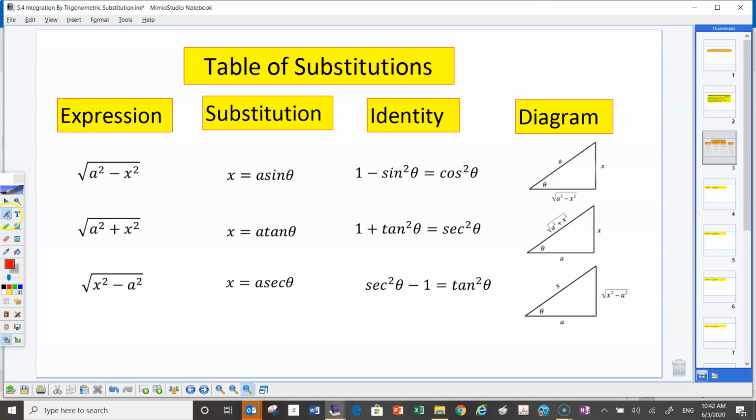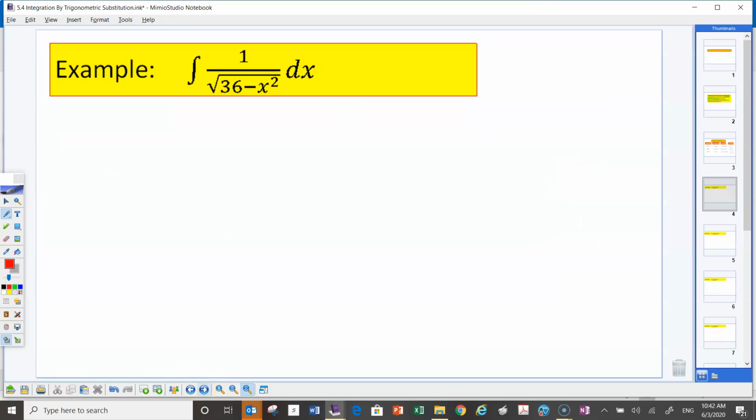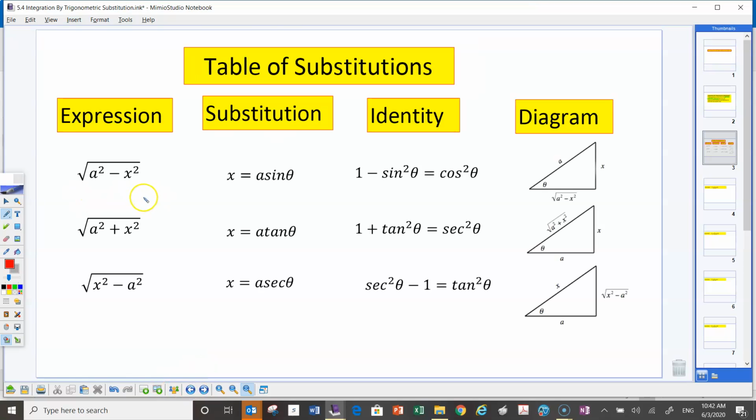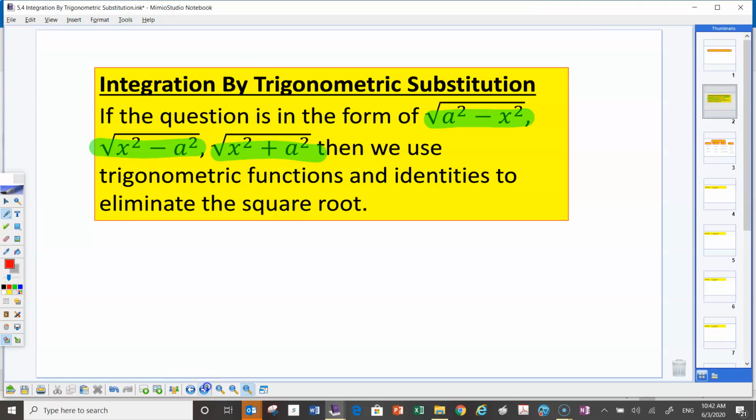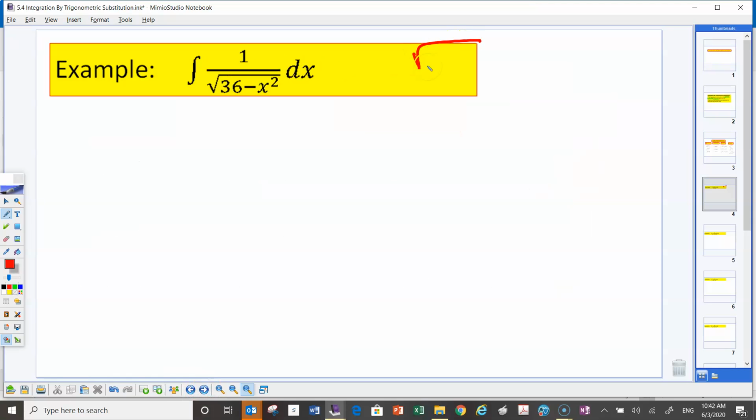So it might be advantageous for you to print off this table so you have it at your disposal. Okay, let's take a look at this first example. You notice this is of a constant squared minus x squared, so it's of the form the square root of a squared minus x squared. Obviously in this case a squared is 36, so a is going to be equal to 6.